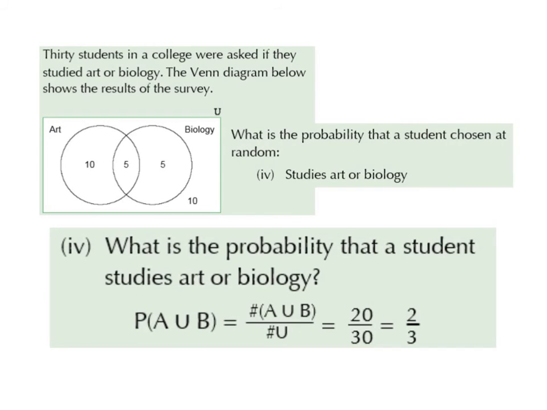Part 4, what's the probability that a student chosen at random studies art or biology? So that's going to be the probability of A union B. So the cardinal number of elements in A union B is 10 plus 5 plus 5, which is 20, over the cardinal number of elements in the universal set, which is 30, and 20 over 30 is 2 over 3. So the probability that a student studies art or biology is 2 over 3.